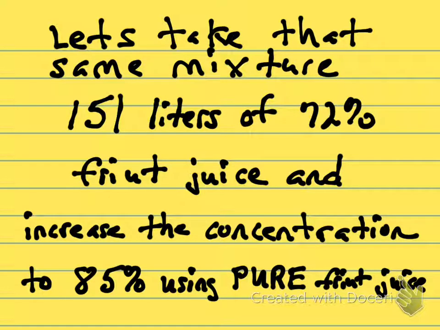Let's take that same mixture of 151 liters of 72% fruit juice and increase the concentration to 85%. But this time we're going to use pure fruit juice. Pause this video if you'd like to give this one a try, and then go ahead and play to check your work with the solution work.